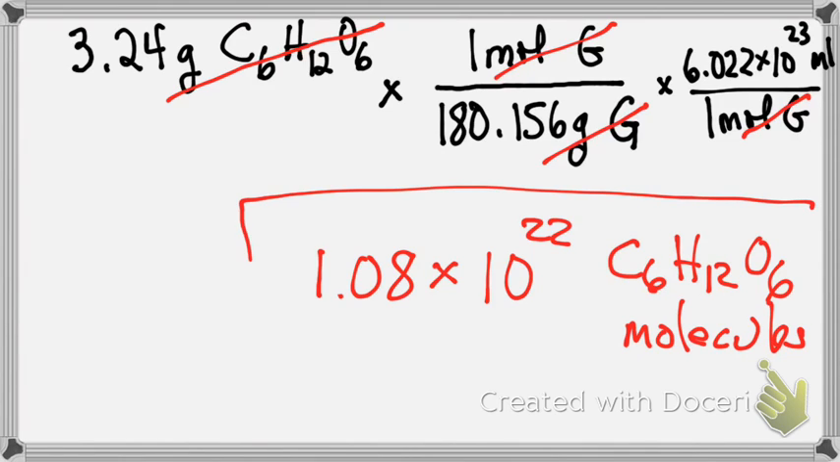The difference between this problem and the ones we've been doing is this is a two-step conversion rather than a one-step conversion. So let's add a layer of complexity to this. Let's say we have 3.24 grams of glucose, C6H12O6.